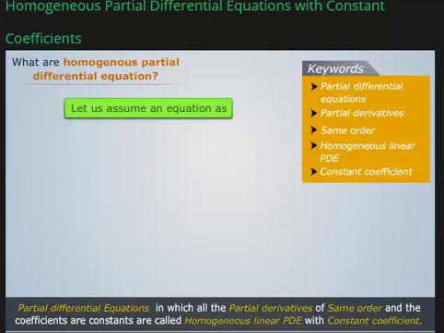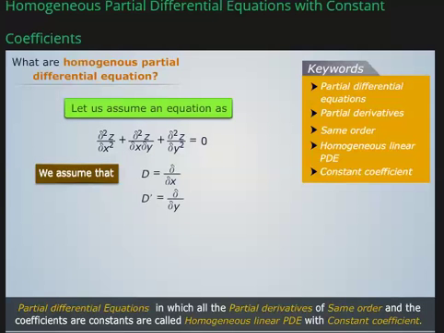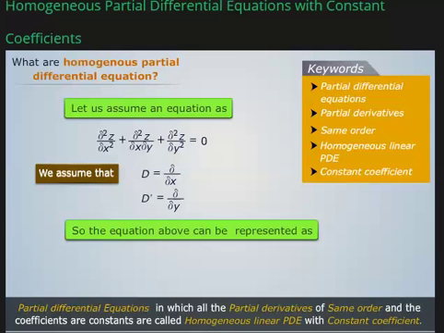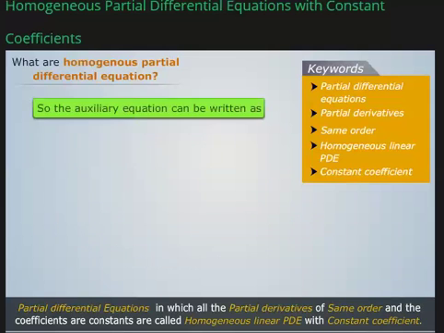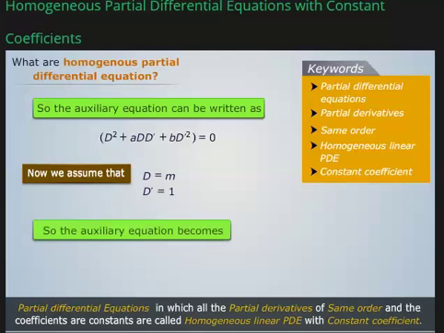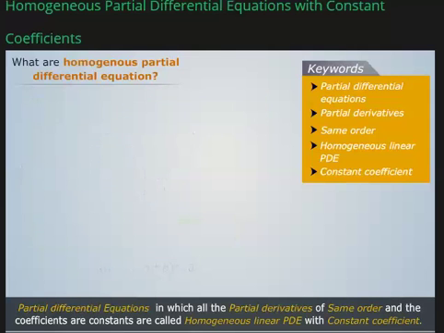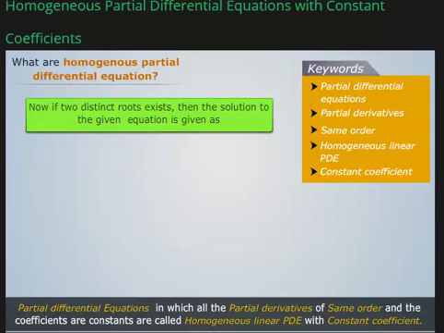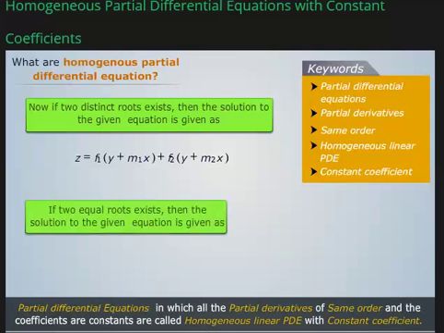Now let's understand it in more detail. Let's assume an equation as. We assume that. So the equation above can be represented as. So the auxiliary equation can be written as. Now we assume that. So the auxiliary equation becomes. Now if two distinct roots exist, then the solution to the given equation is given as. If two equal roots exist, then the solution to the given equation is given as. The related terms are.